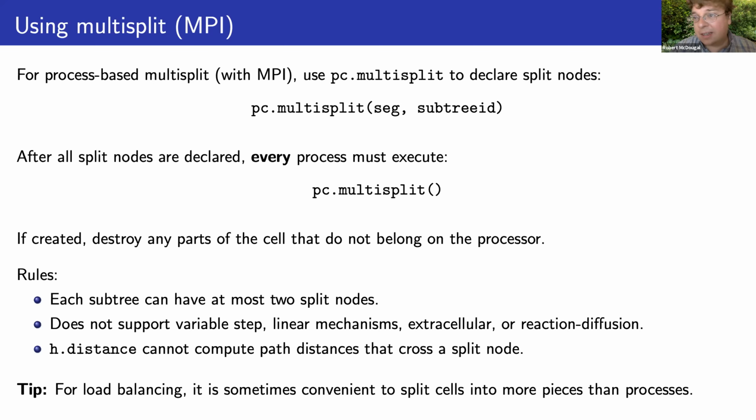And once you've made the split, you can no longer use things like h.distance because, as you see, if you've destroyed the parts of the cell that don't belong to the processor, well, then there's nothing to compute the distance to locally. And again, just to state this explicitly, in order to get good load balancing, it's often going to help to actually split the cells into more pieces than processes.